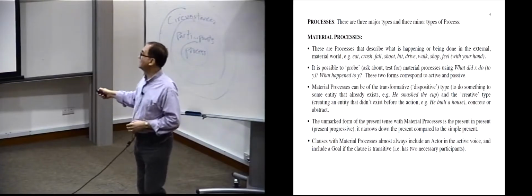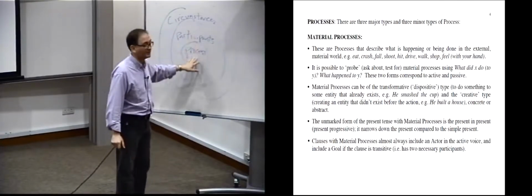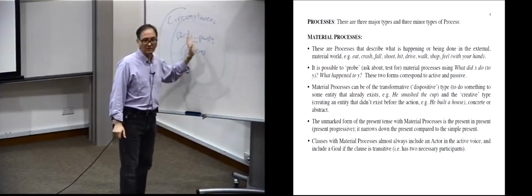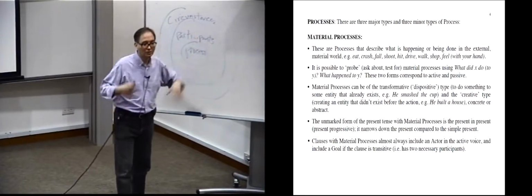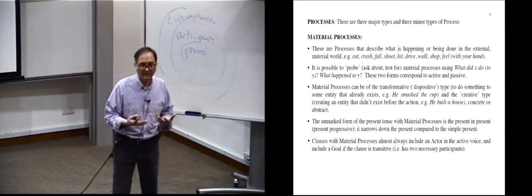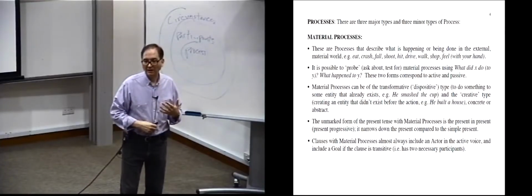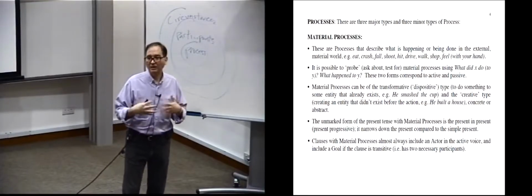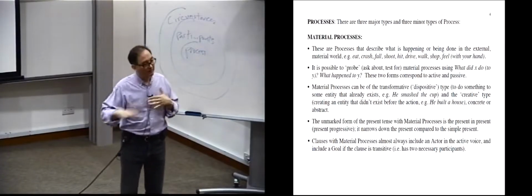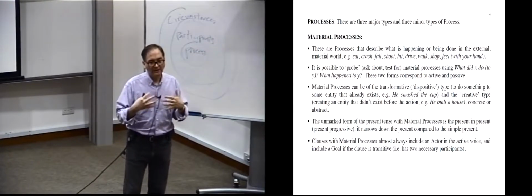Clauses with material processes almost always include an actor. So we're going to be talking about the different types of participants that go with the different types of process. With a material process, there's almost always going to be an actor, the one who's doing, since there's a doing going on. If it's a happening, like the carpet was damaged, there's not going to be an actor there. In fact, we've used a passive to get rid of the actor.